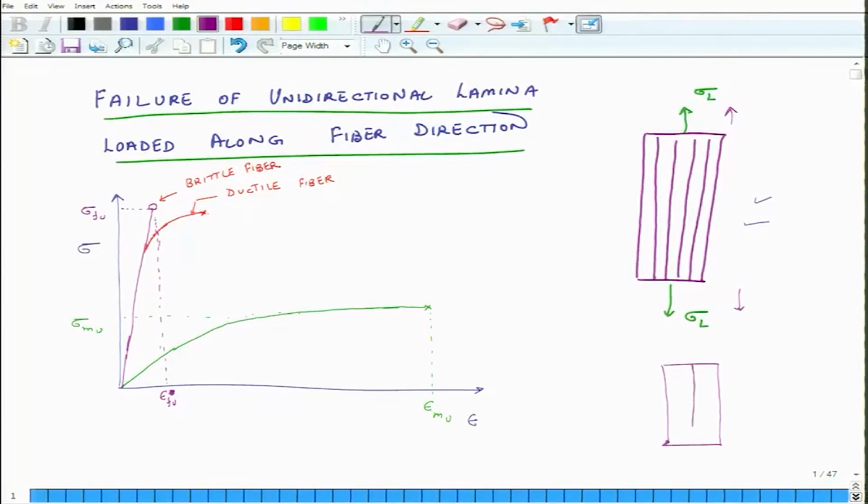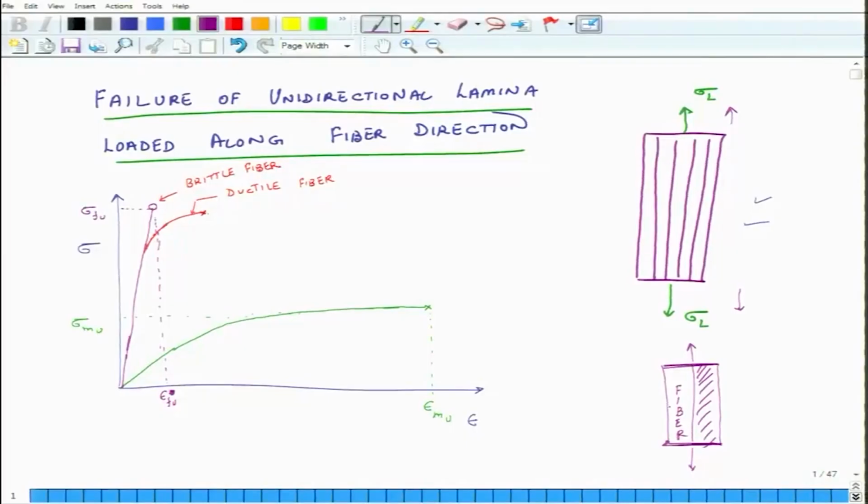So, let us say this is matrix and this is fiber, and I am pulling it like this. As I pull it, the strains in the fiber and matrix are going to be the same, because I am pulling it by the same amount. As I keep on pulling it, at some point what will first fail is the fiber, because it breaks at a smaller strain point.